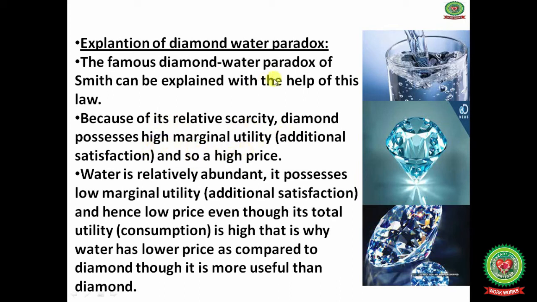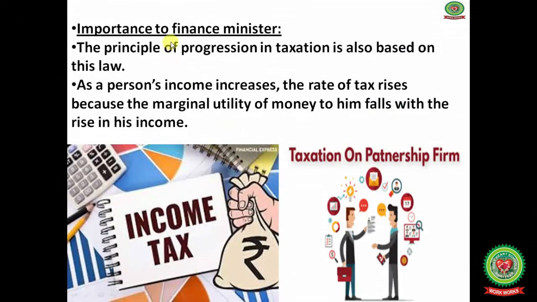The famous diamond water paradox of Smith can be explained with the help of this law. Because of its relative scarcity, diamond possesses high marginal utility and so a high price. Water is relatively abundant, it possesses low marginal utility and hence low price, even though its total utility is high. That is why water has a lower price as compared to the diamond, though it is more useful than diamond.